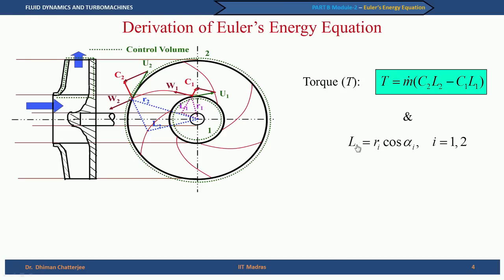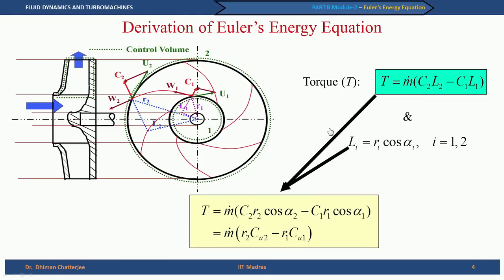Let us substitute this expression for Li in the torque, and what do we get? We get that torque is equal to m dot times C2 R2 cos alpha 2 minus C1 R1 cos alpha 1, which gives m dot times R2 C_U2 minus R1 C_U1, or in other notation, m dot multiplied by R2 C2U minus R1 C1U.